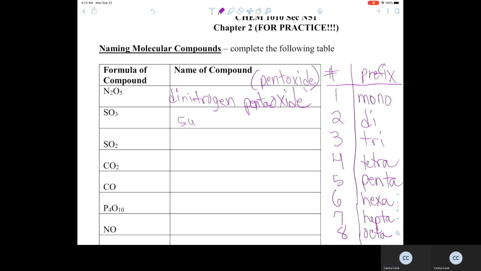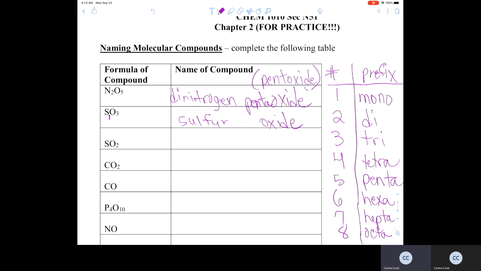SO3, S is sulfur, O is oxygen, but we drop the ending and replace with IDE. There's only one sulfur. If there's no subscript, then it's understood to be 1. So there's only one sulfur, and sulfur is the first type of atom in the formula, so we don't need to use the Greek prefix mono for the first element when there's only one of them in the formula. And then finally, the second element, oxygen, there are 3, so we use the prefix tri.